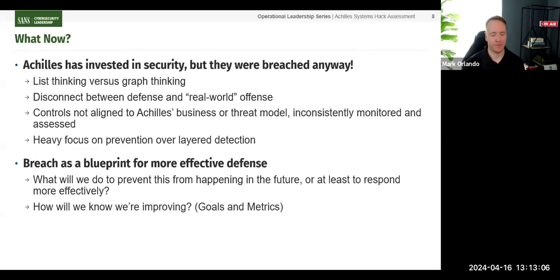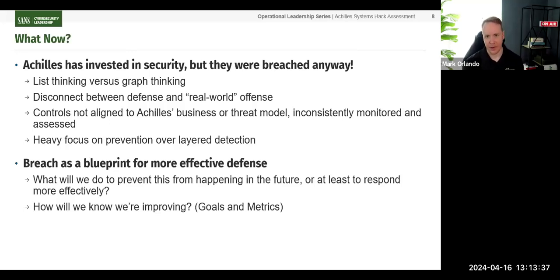Now, all that being said, what are the logical next steps? Achilles has invested in security. We know they were breached anyway. That's kind of all of our worst nightmare, right? We talked about some of the specific oversights that led to that. Now let's talk about some of the underlying conceptual failures or mindset failures, chief among which is that the defenders at Achilles Systems engaged in what we call list thinking versus graph thinking.